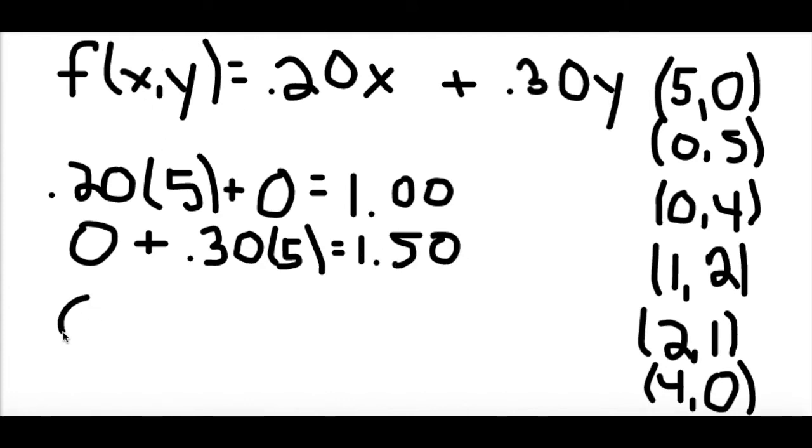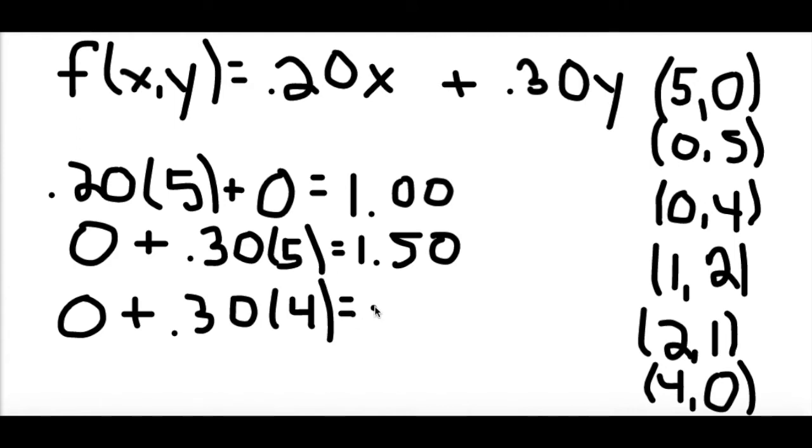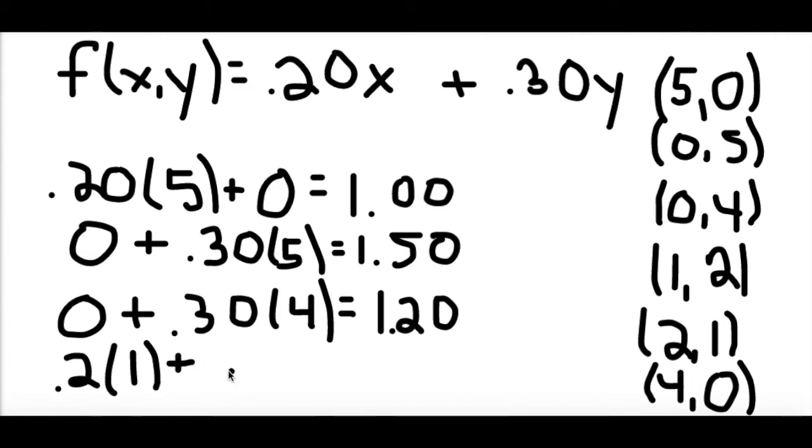For our third point, (0, 4), we'll multiply the 0 by 0.2 and the 4 by 0.3, add those together, and that'll give us a total of $1.20. And for our fourth point, (1, 2), we will multiply the 1 by 0.2 and the 2 by 0.3, and that will give us a total of 80 cents.